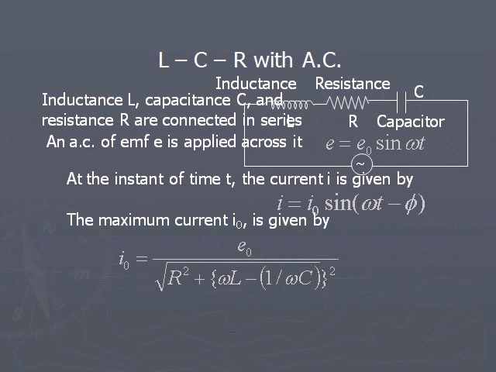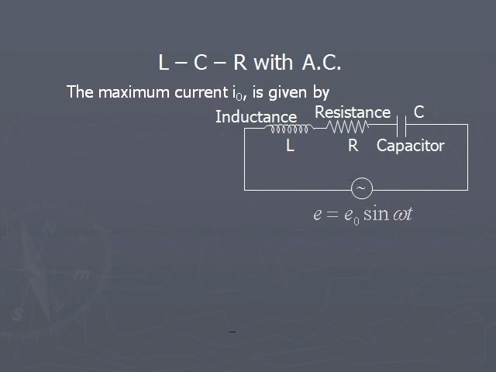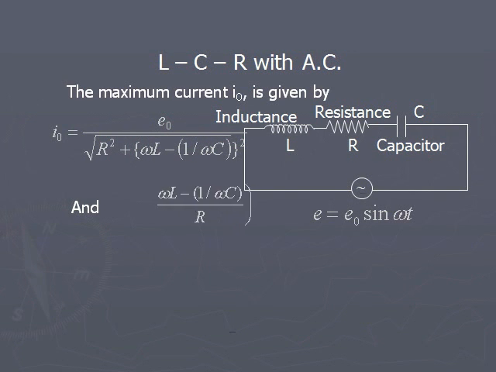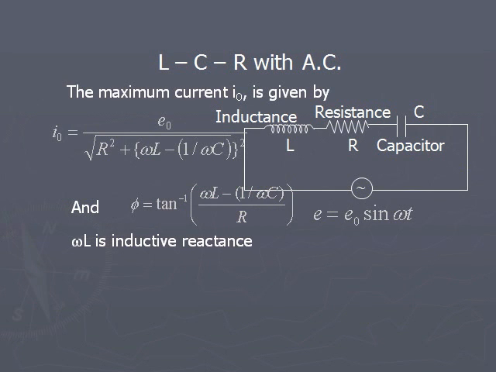Here I0 is the maximum current or peak current. It is given by E0 divided by the square root of R squared plus (omega L minus 1 by omega C) whole squared. And the phase phi is given by the relation phi = tan inverse of (omega L minus 1 by omega C) whole divided by R.